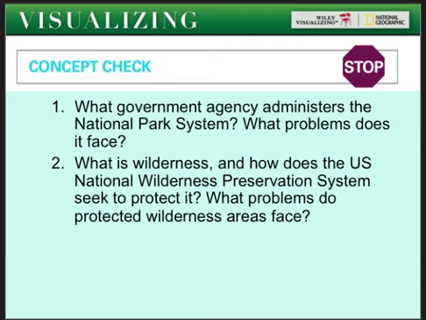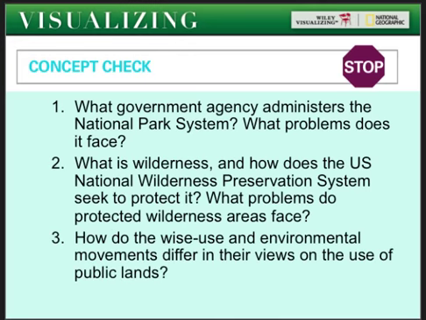Well, wilderness is defined as a protected area of land in which no human development is permitted. The National Wilderness Preservation System seeks to protect wilderness by ensuring that these areas remain natural and unchanged for future generations to enjoy. In wilderness areas prone to negative human impact and pollution, the National Wilderness Protection System restricts visitors and maintains trails, outhouses, cabins, and campsites.